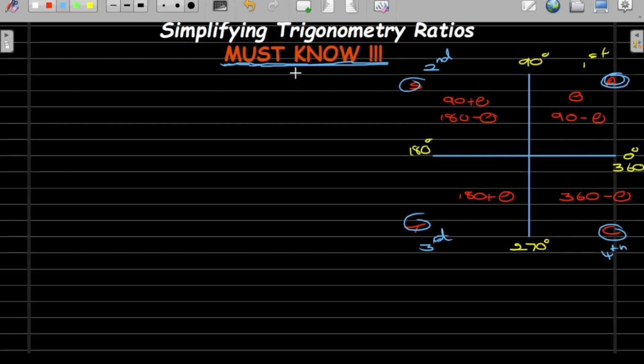So as I already said, this is just a video going through the must knows of how everything works. When it comes to simplifying trig ratios, or basically when it comes to trigonometry, it is a must that you understand the CAST diagram. It is a must that you know it by heart. It's an easy diagram to memorize. If you are in grade 11 or grade 12 and yet you don't know this diagram by now, you are in trouble, and you need to make it a must that you know this diagram.